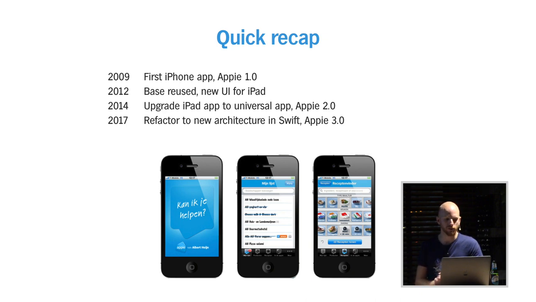Then later on, to get rid of even more of the old code, the iPad app was upgraded to a universal app. So both iPhone and iPad, and we called it Appie 2.0 in 2014. And then later on, as it goes with apps, it was again obsolete. And we ran into more and more issues. I'm sure you've all been there. It becomes tedious, it becomes annoying, it becomes hard to work with, lots of bugs. So something needs to be done. We need to rethink our architecture, we need to upgrade.